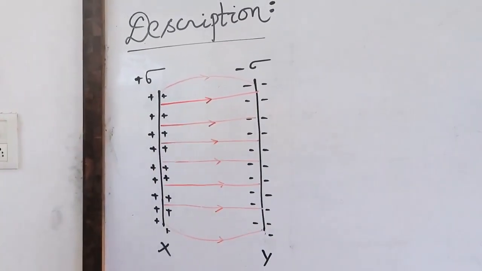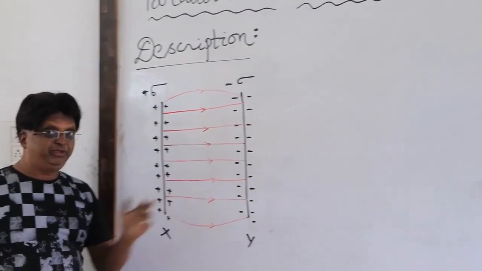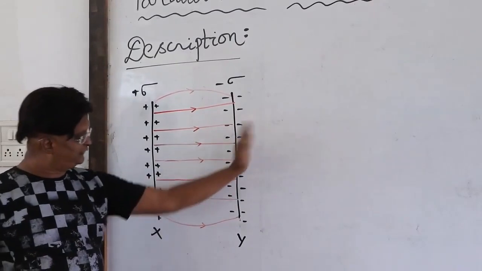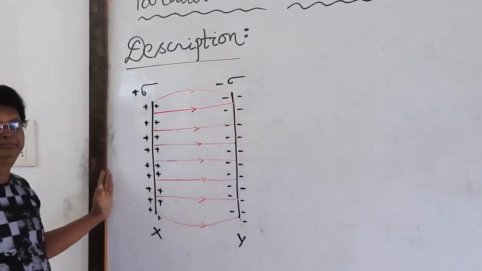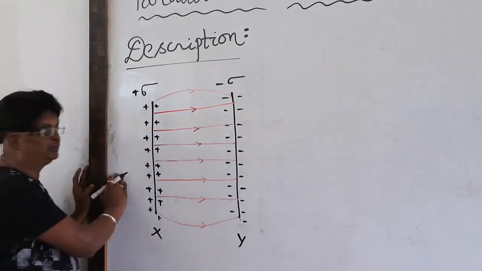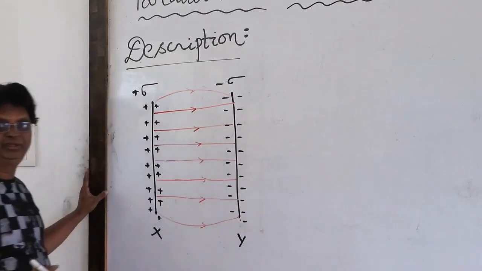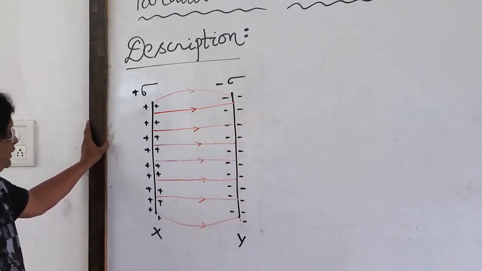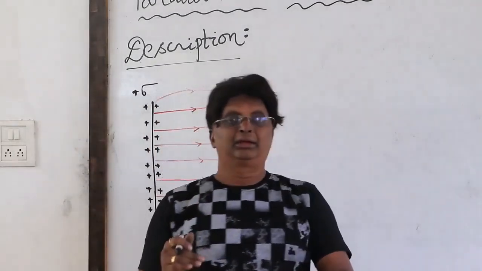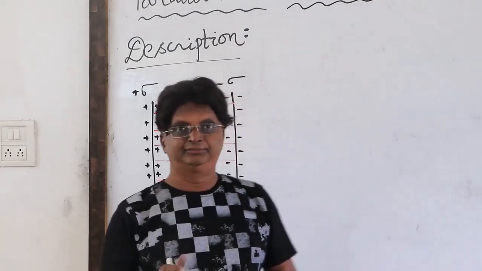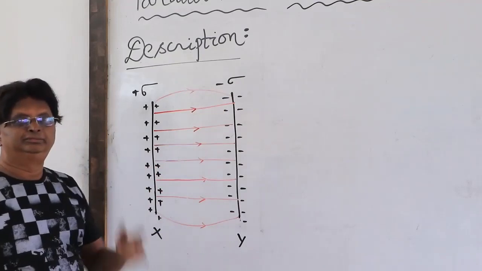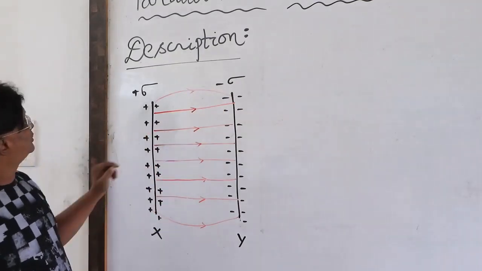Now you will ask me, sir, is the electric field only in between X and Y? What about the portions to the left of X or to the right of Y? This is the arrangement: X and Y are two identical thin conducting sheets charged with plus sigma and minus sigma respectively. This arrangement is called a parallel plate capacitor.